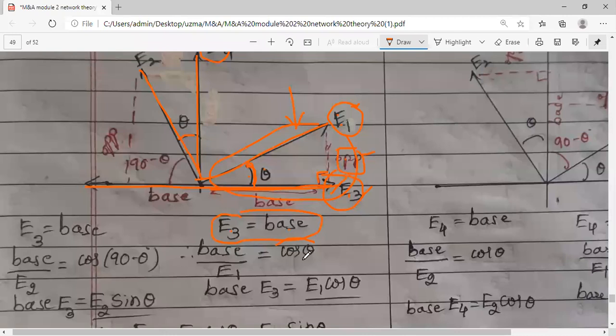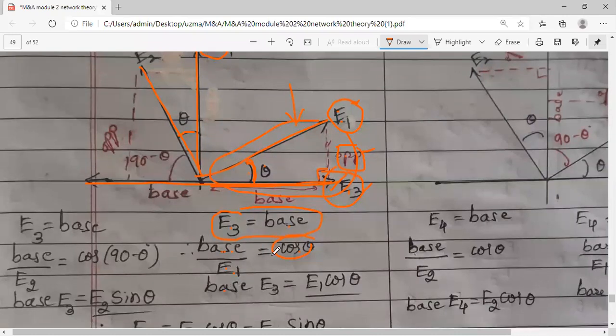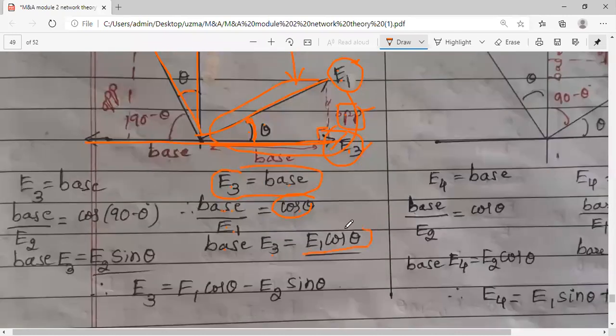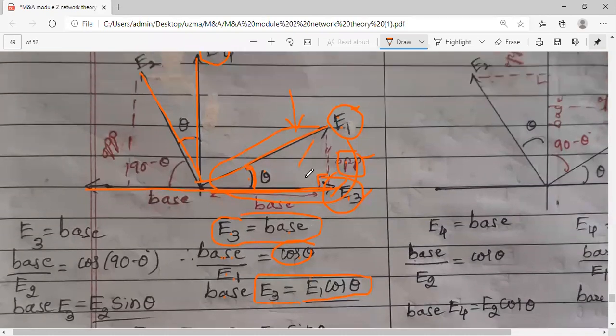So how do you write cos theta? Cos theta is base divided by hypotenuse. So base is E3. E3 by E1 is equal to cos theta, and E3 is equal to E1 cos theta. So I have represented the component E3 in E1 terms from this triangle.